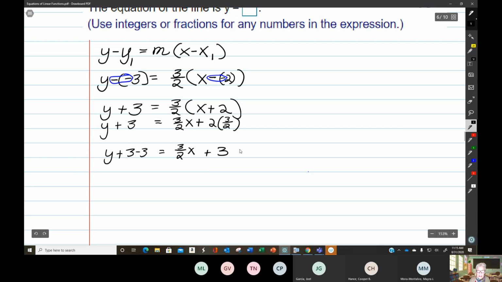Minus 3 minus 3. We're going to have a line that goes through the origin, the very center of the x and the y axis. 3 minus 3 is 0. I'm left with just a y over here on the left, and 3 over 2x plus 0. So y equals 3 over 2x. And that is finding the equation of a line.